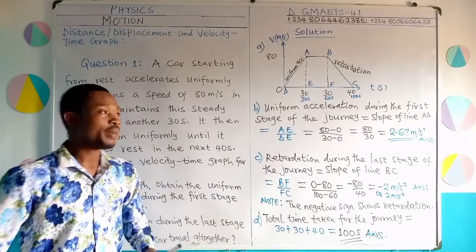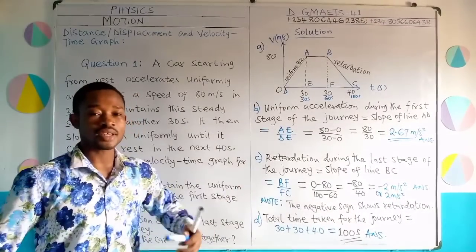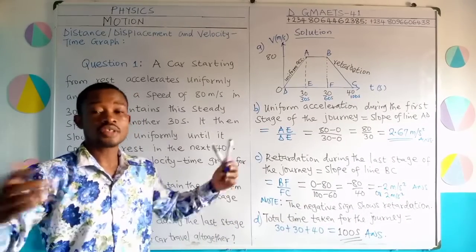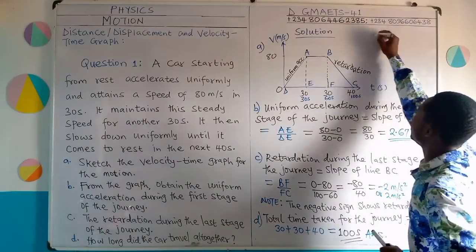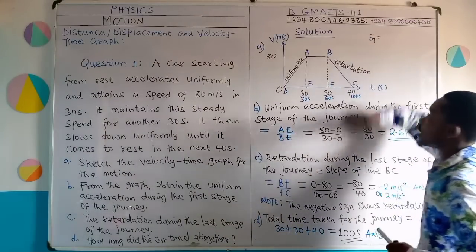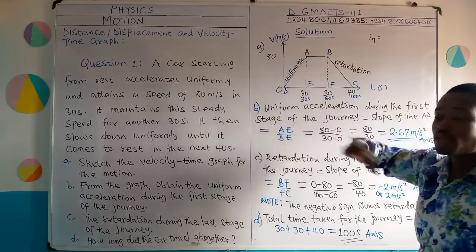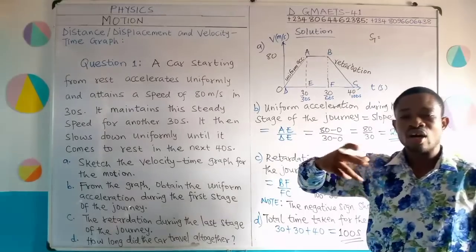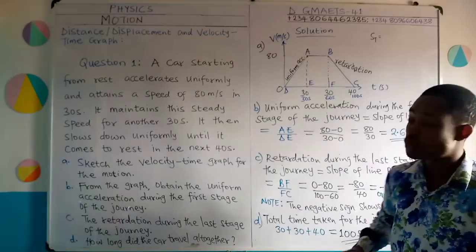Alright, but before I leave, let me just ask, what if we're asked to calculate the total distance covered? Just as a rough work here, let me say that the total distance covered, S total, will be the distance here plus distance here plus distance here. Or you simply use your area of trapezium, okay? Area of trapezium, the choice is yours.